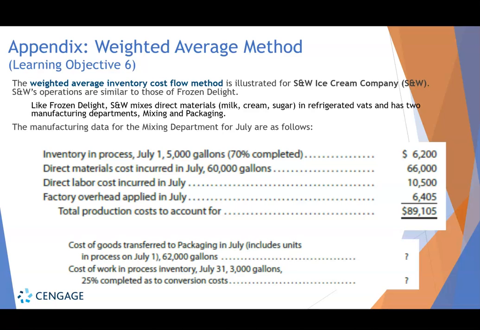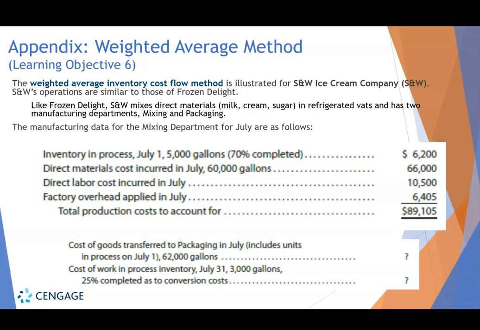The weighted average inventory cost flow method is going to be illustrated here in the S&W Ice Cream Company. This one's kind of similar to Frozen Delight. Like Frozen Delight, the S&W mixes direct materials in refrigerated vats and has two manufacturing departments, mixing and packaging. The manufacturing data for the mixing department for July is shown here.